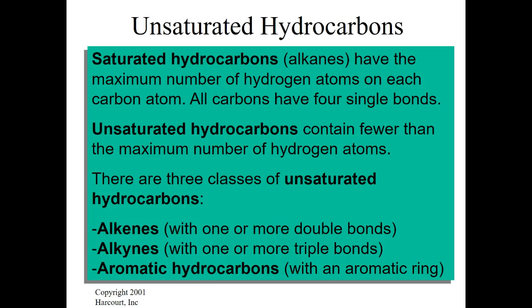Sometimes that ring is called a benzene ring or an aryl ring, and so we'll have different names for it, but it all means a circular ring of 6 carbons.